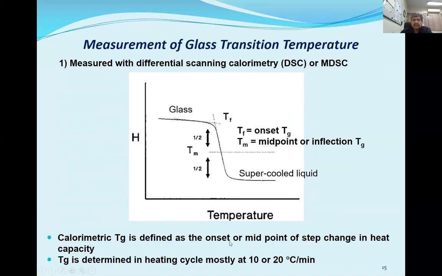Calorimetric Tg is defined as the onset or midpoint of the step change in the heat capacity. So in some of the research papers, you will see the researchers report the onset Tg. In other cases, they will report the midpoint Tg. And as discussed earlier, Tg is usually determined in a heating cycle, mostly at 10 or 20 degrees Celsius per minute. But I repeat that you can also determine the Tg in the cooling cycle, assuming that you were already in the supercooled liquid state.